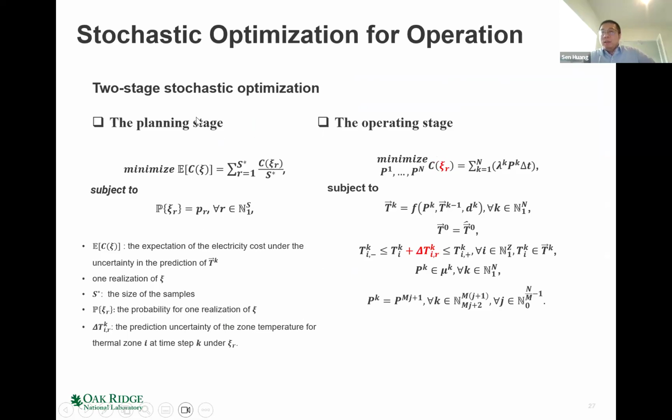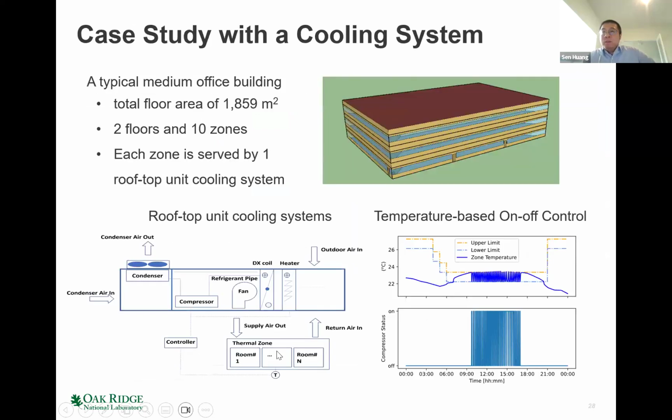Another approach is using the two-stage stochastic operation. As I mentioned before, it's the same concept, where we have planning and also operation. The reason we want to consider the stochastic aspect is because we want to consider the prediction error in the room temperature prediction. So I want to use one simple example to show what the error looks like when we think about room temperature prediction.